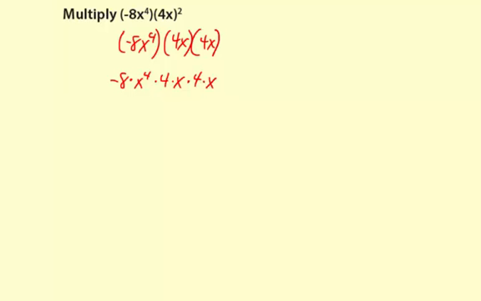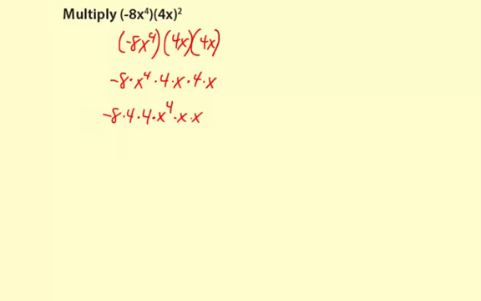Then we can use the commutative property of multiplication. Coefficients on the left, variables on the right. So we're going to have negative 8 times 4 and then times 4 again. And then we're going to have for variables x to the fourth and then times x times x. Here we need a little times symbol in there. And then we'll simply multiply.